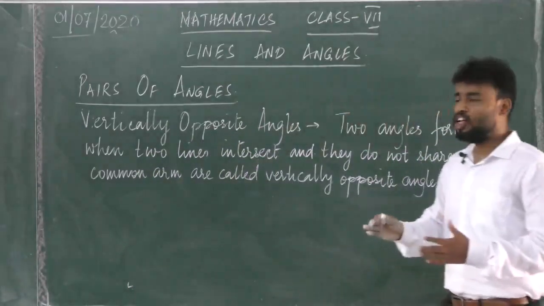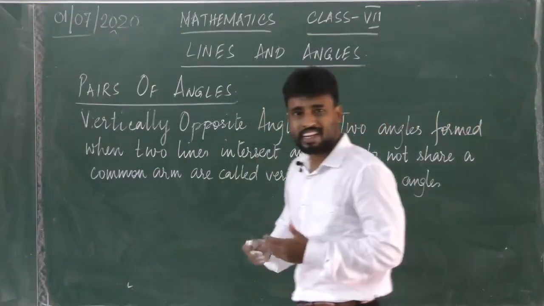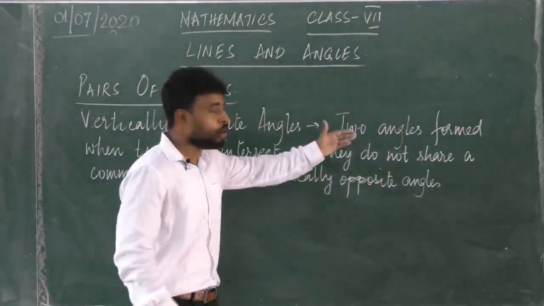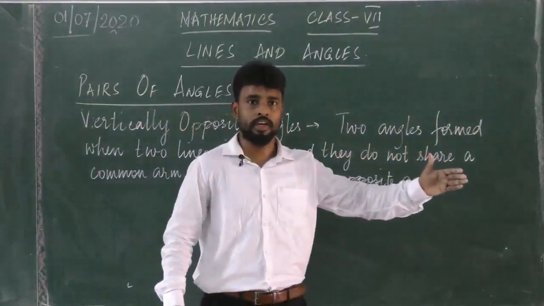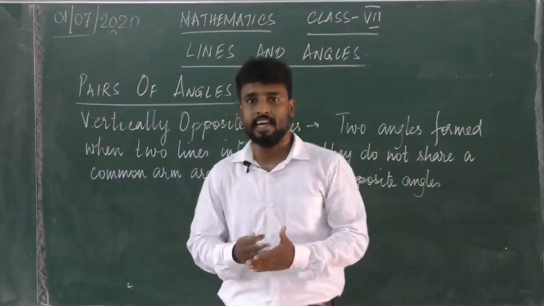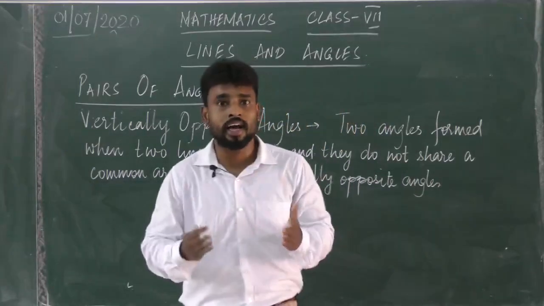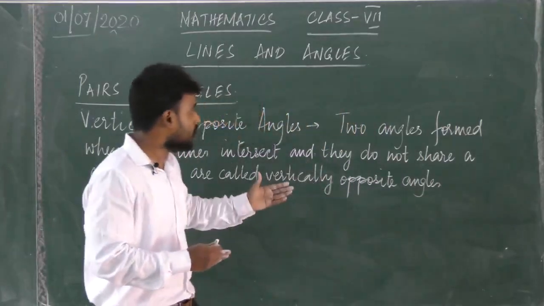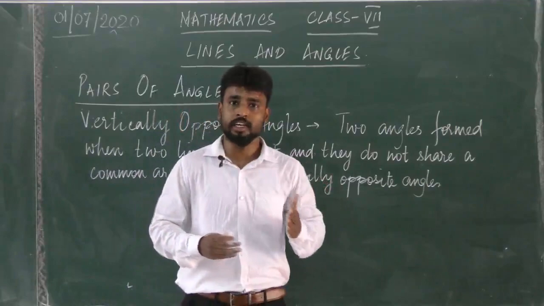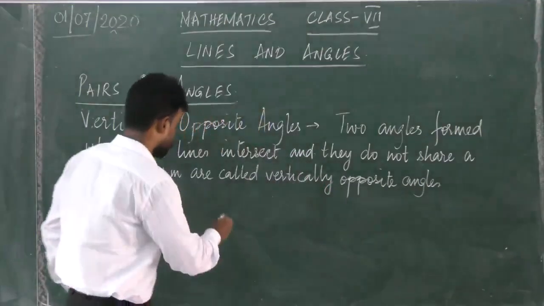So vertically opposite angles, if we come to the technical part of it, we find that two angles are formed when two straight lines intersect and they do not have a common arm, and these two angles are called vertically opposite angles. Let me explain.